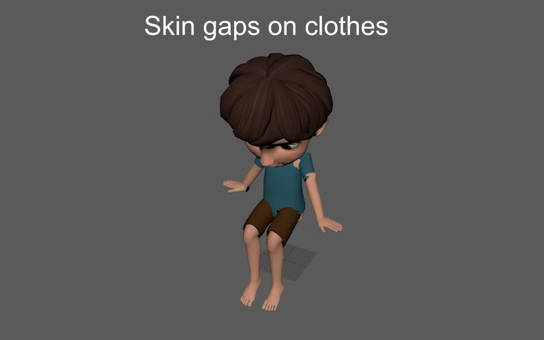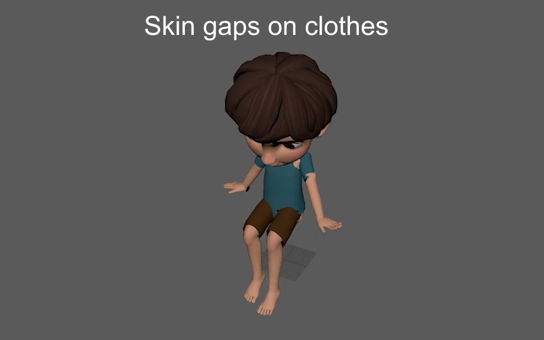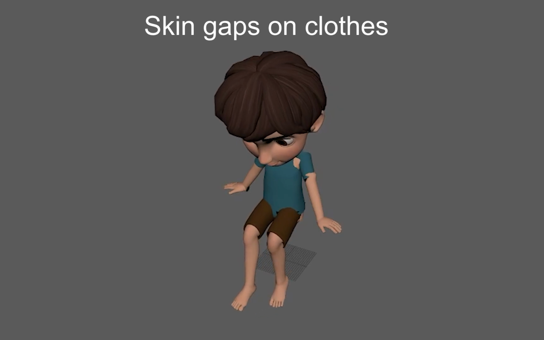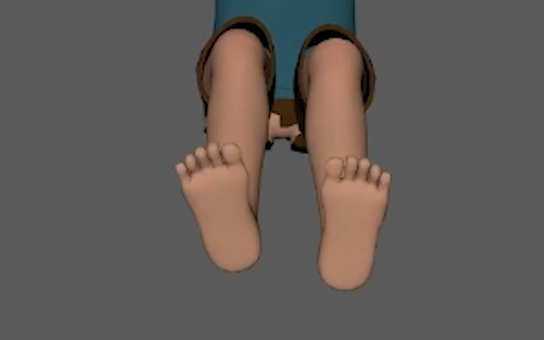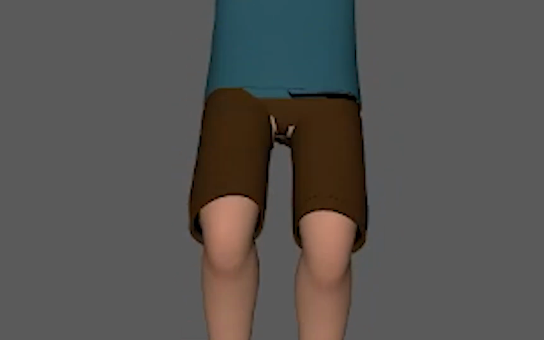Moving on to the problems I faced during the animation. The first problem was that the clothes atop the body would intersect near the shoulders, resulting in skin gaps being visible atop the clothes. The pants wouldn't stretch along with the body in the exact same way, so the character's bottom was visible for some scenes.